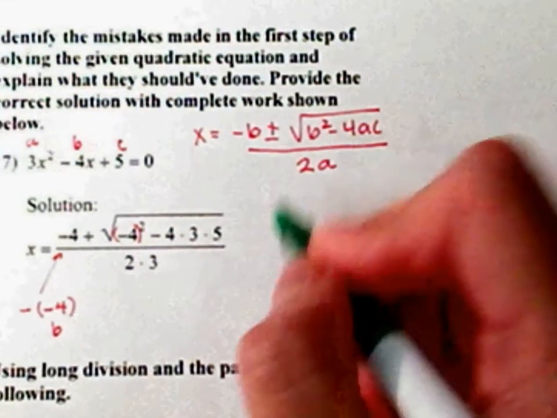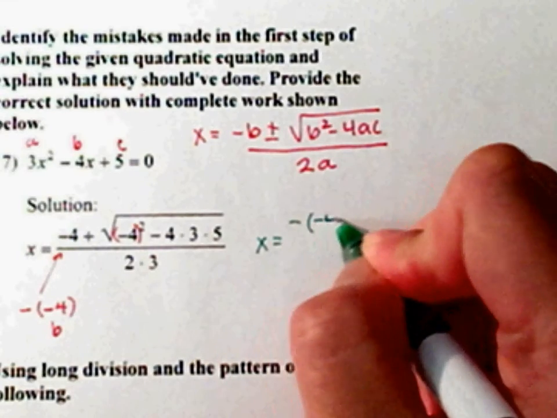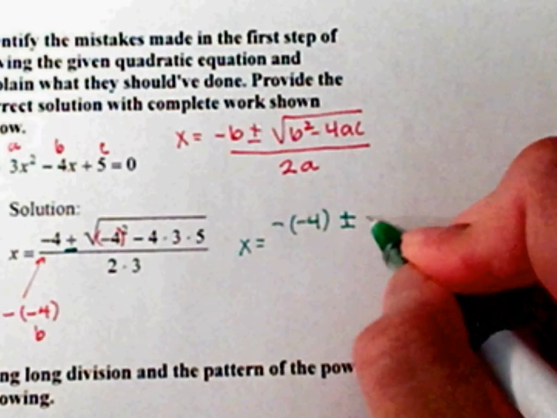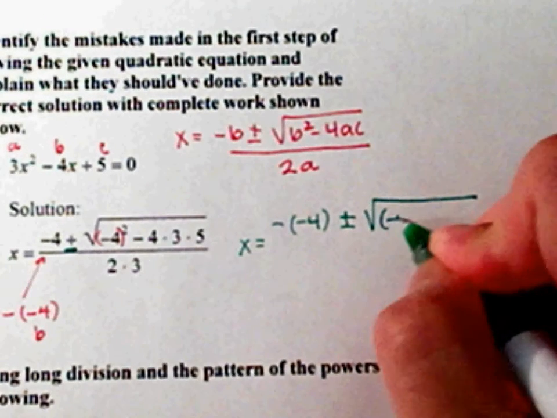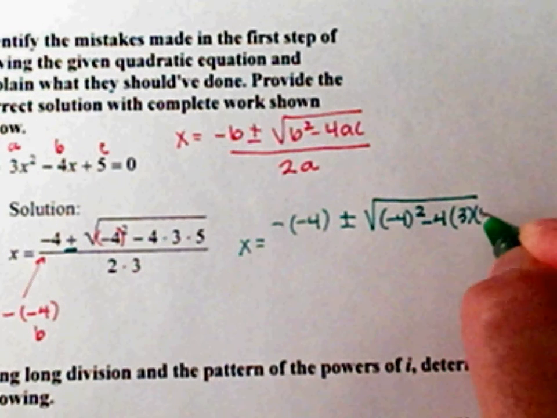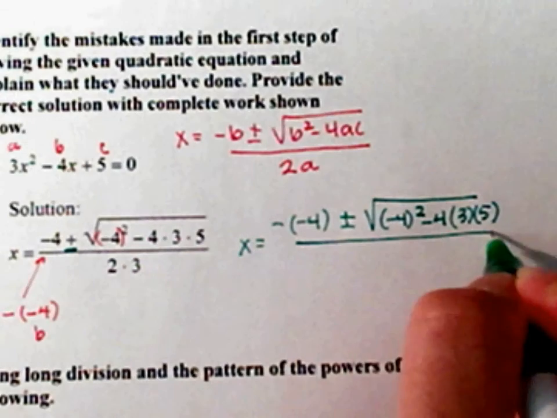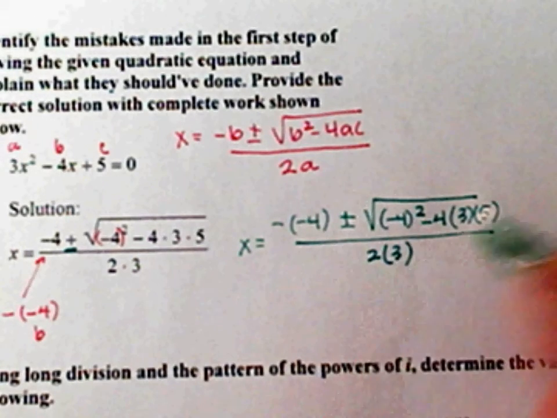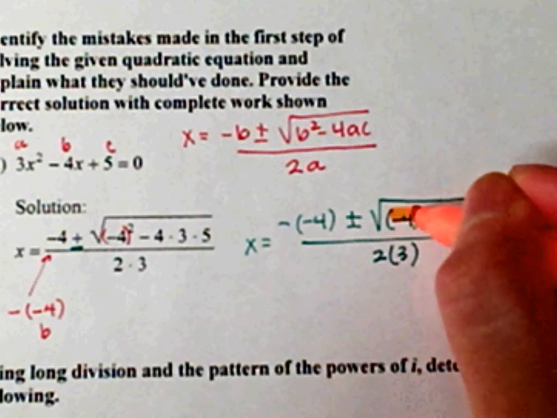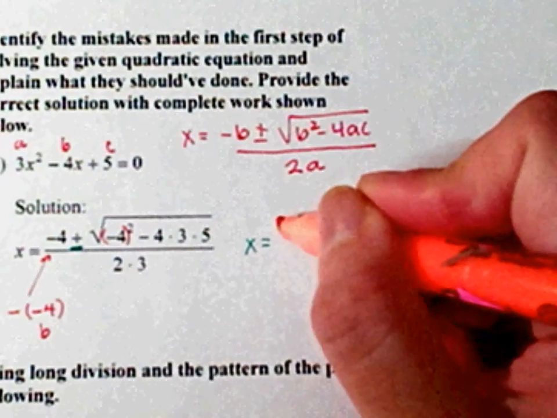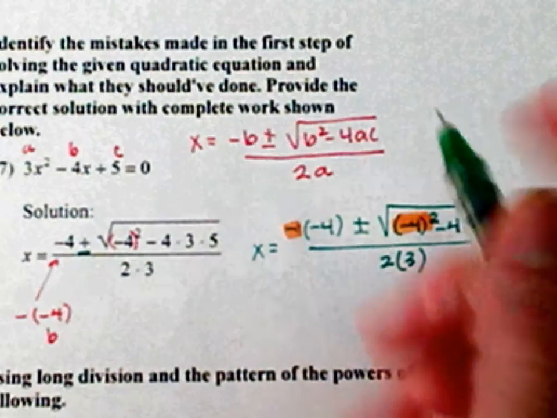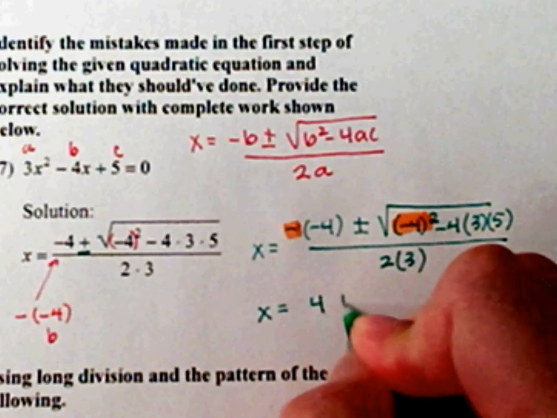So those are the couple of mistakes. So here is the correct way. X equals negative b plus or minus the square root of negative 4 squared minus 4 times your A times your C, all of that over 2 times A. Notice the correction: the parentheses and that part right there. Okay? So let's continue with the math. So now you have 4 plus or minus.